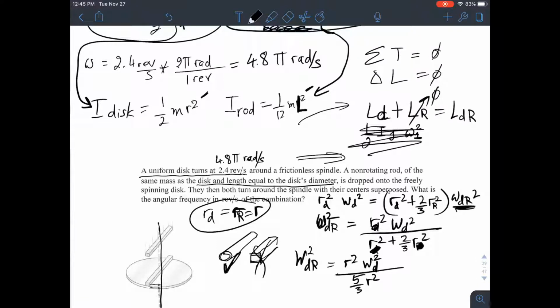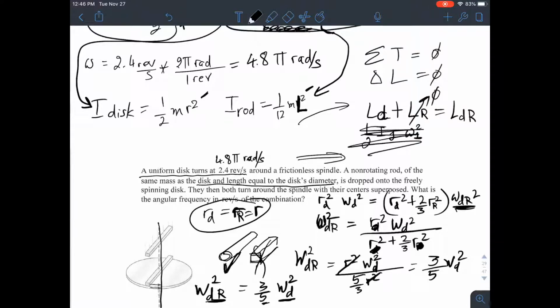And if you simplify further, R squared cancels out, and then that becomes 3/5 W d squared. So all of a sudden we have W, which is the angular velocity of the disk and the rod together, squared is the same as 3/5 of just the angular velocity of the disk. So what happens is, the disk was spinning, it was happy, and you added on a rod, so now it's carrying the load of the rod too, so together it's 3/5 less than that.